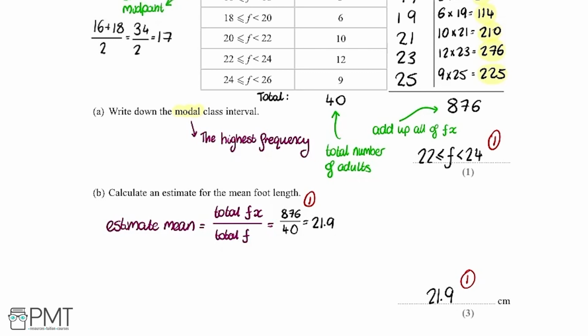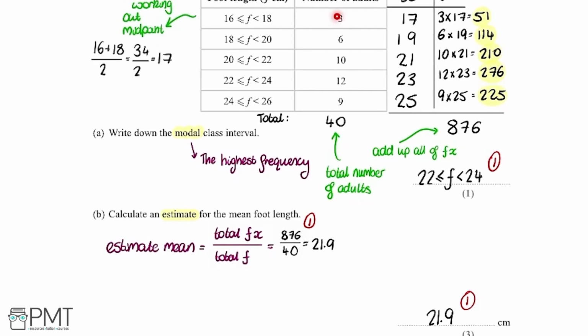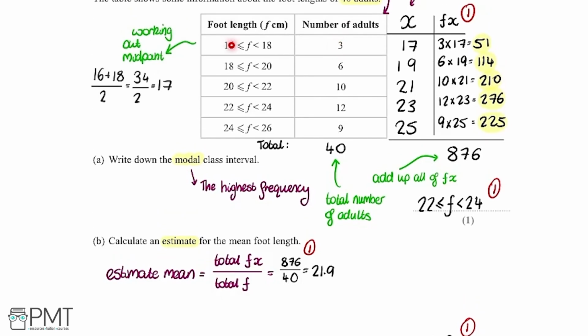Now, one thing I just quickly want to point out is that we're working out the estimate for the mean. And that's because we've got grouped data up here. For example, these 3 adults could be anywhere within this range. So all 3 of them could have a foot length of 16. All 3 of them could have a foot length of 17. Or they could be a mix between 16 and 17. But we just don't know. So we've taken the midpoint and used that to work out the mean. So it's a good guess, it's a good estimate, but we don't know it's the exact mean because these adults could be anywhere within these ranges. So that's why what we've worked out is the estimate.